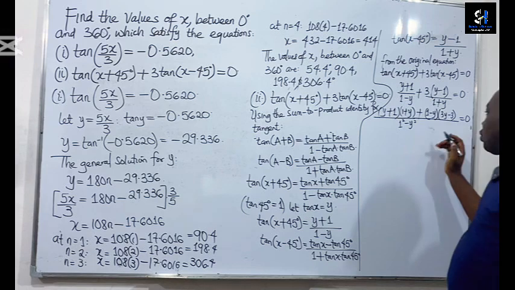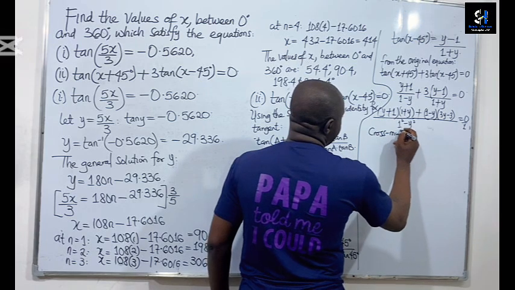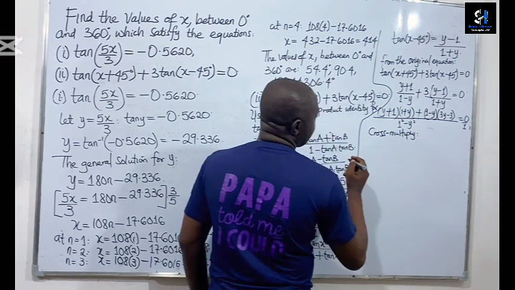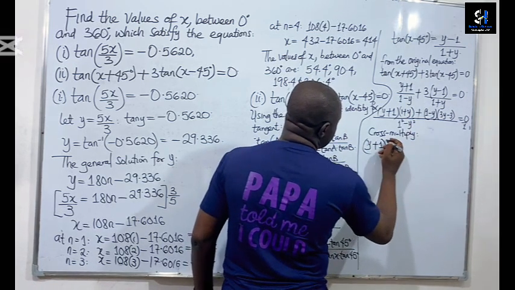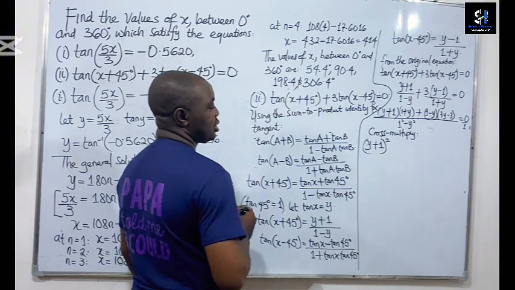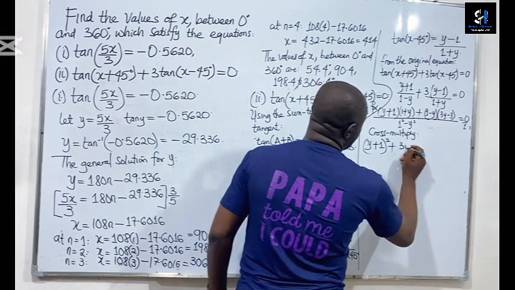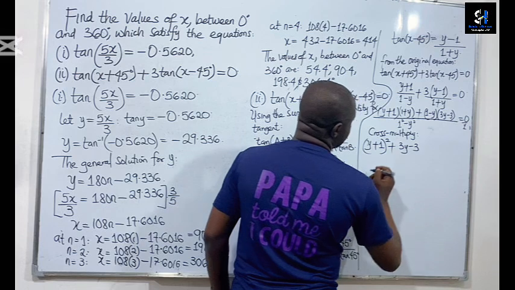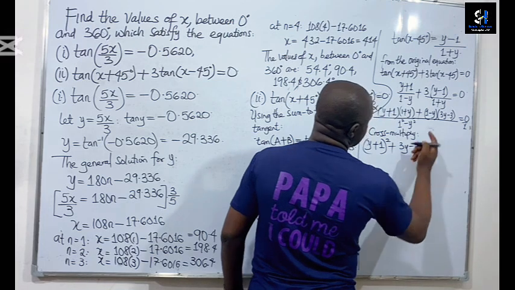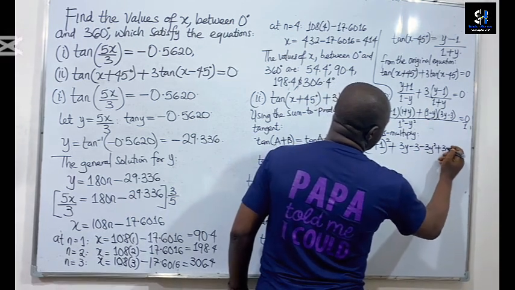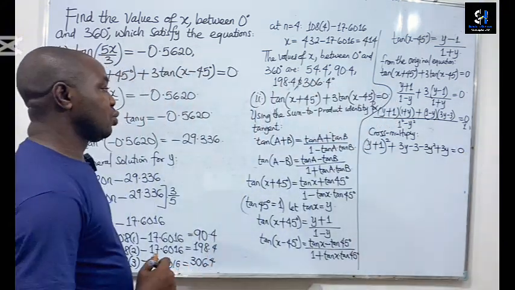So we cross multiply. This will be (y + 1) raised to the power of 2, then plus y times 3y, that will be 3y squared, 1 times minus 3, that will be minus 3, minus y times 3y, that will be minus 3y squared, minus y times minus 3, that will be plus 3y. Then this will be equal to 0.